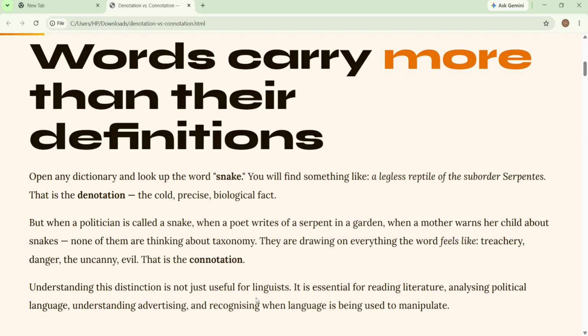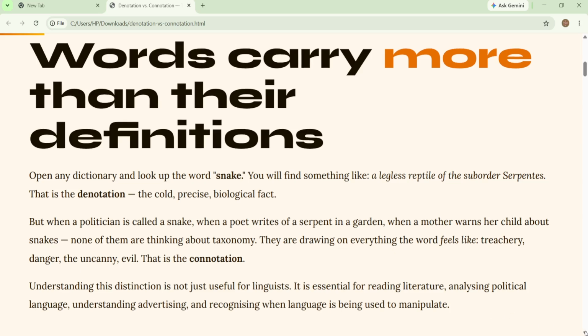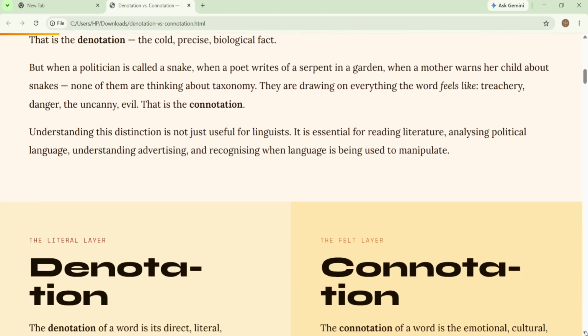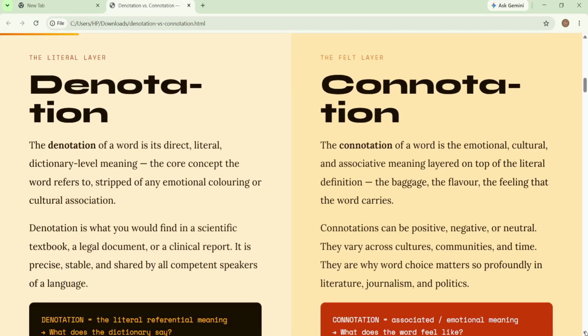Understanding this distinction is not just useful for linguistics, it is essential for reading literature, analyzing political language, understanding advertising, and recognizing when language is being used to manipulate. So this is about understanding the bigger picture about language. So here it is. Denotation is the literal layer, whereas connotation is the felt layer. So let's look at this.